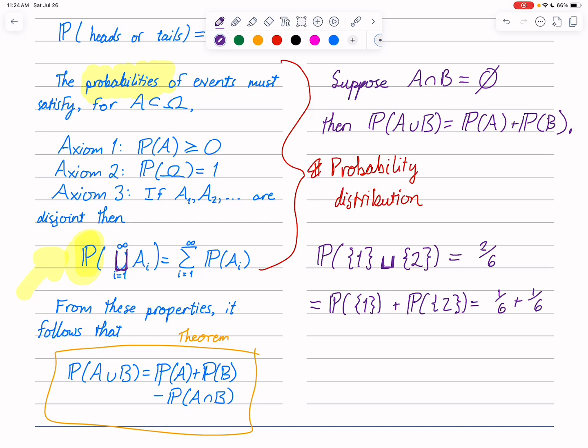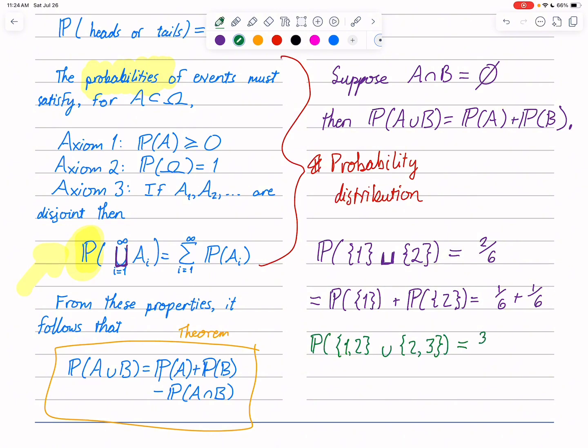It's nice and consistent. Now contrast that with what happens if you don't have disjoint sets, right? So imagine that we were to compute the probability of {1, 2}, not disjoint union, with {2, 3}, because they share the number 2. Now, this is the same thing as the probability of {1, 2, 3}, right? Because the union of {1, 2} and {2, 3} is {1, 2, 3}. That's an event with 3 elements, so that's a 3 out of 6 probability.